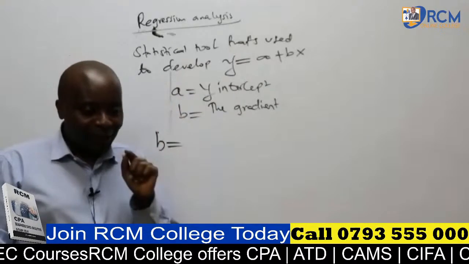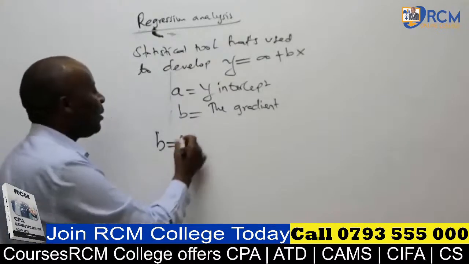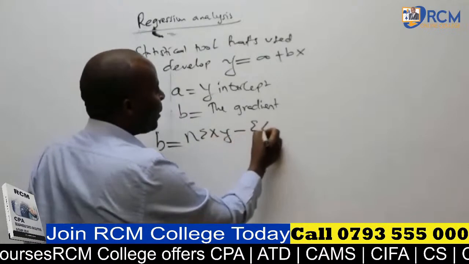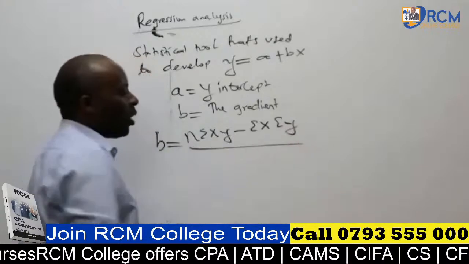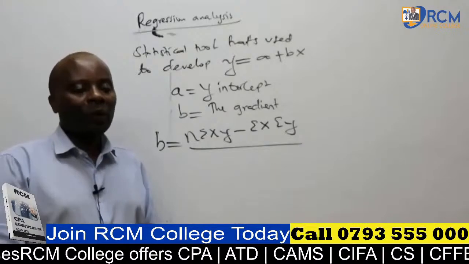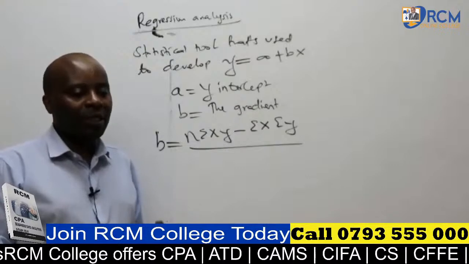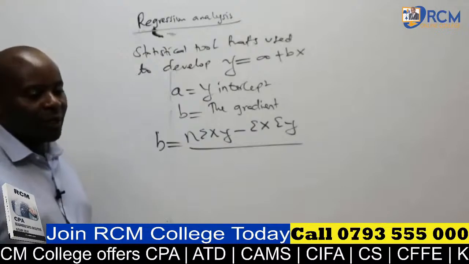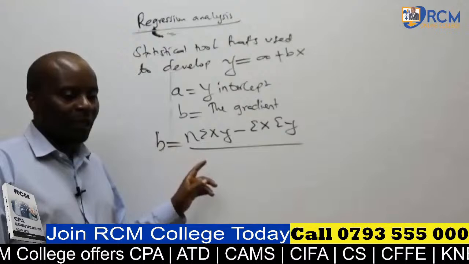So very good. I can see somebody who is very creative. He has said here B equals N summations of XY minus summation of X, summation of Y, all over, how about the denominator? Creativity is important. So this is the formula of getting the numerator of B.